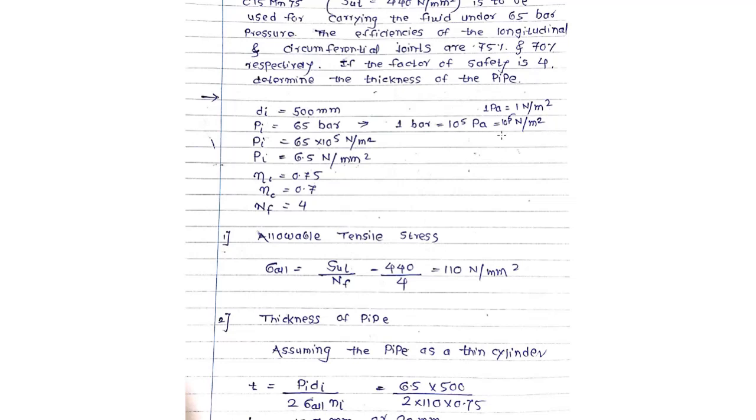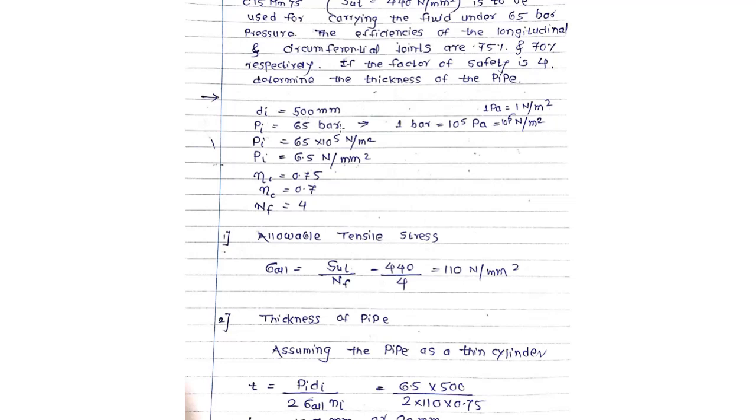After that, in the third line they have mentioned the pressure, 65 bar. Just remember, here the unit of pressure is bar, but we are following the SI system, that is the international standard units. Pressure is nothing but force per unit area. The unit of force is newton and area is in mm square. This is the SI unit, so we have to convert this bar into newton per mm square. Basically, there is a unit conversion.